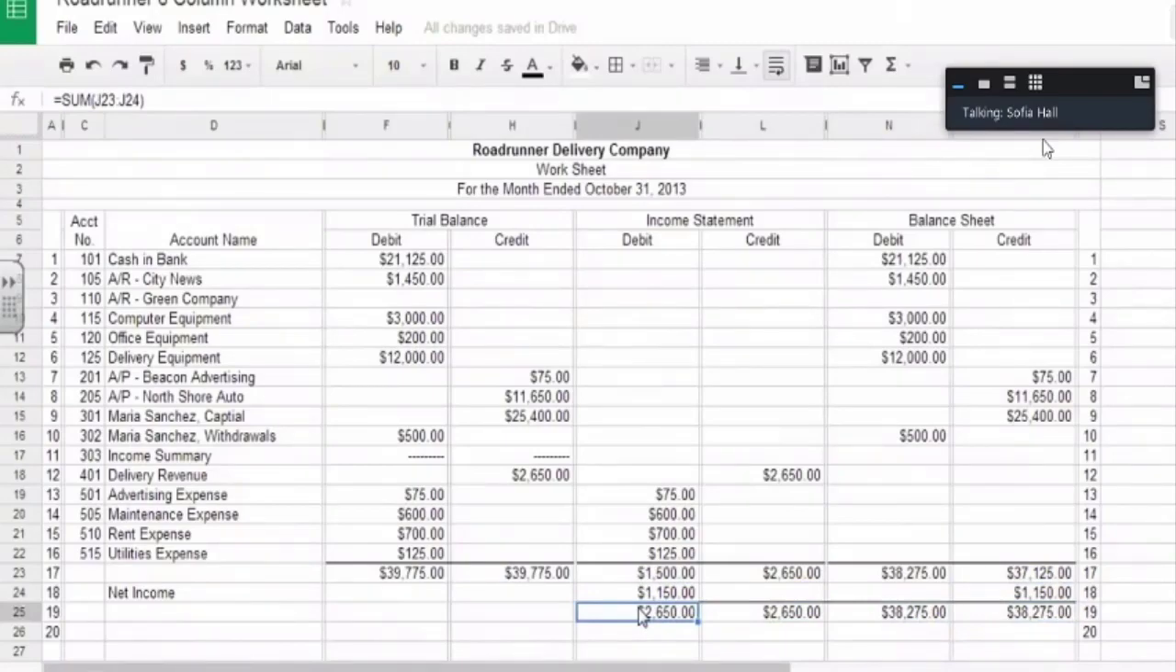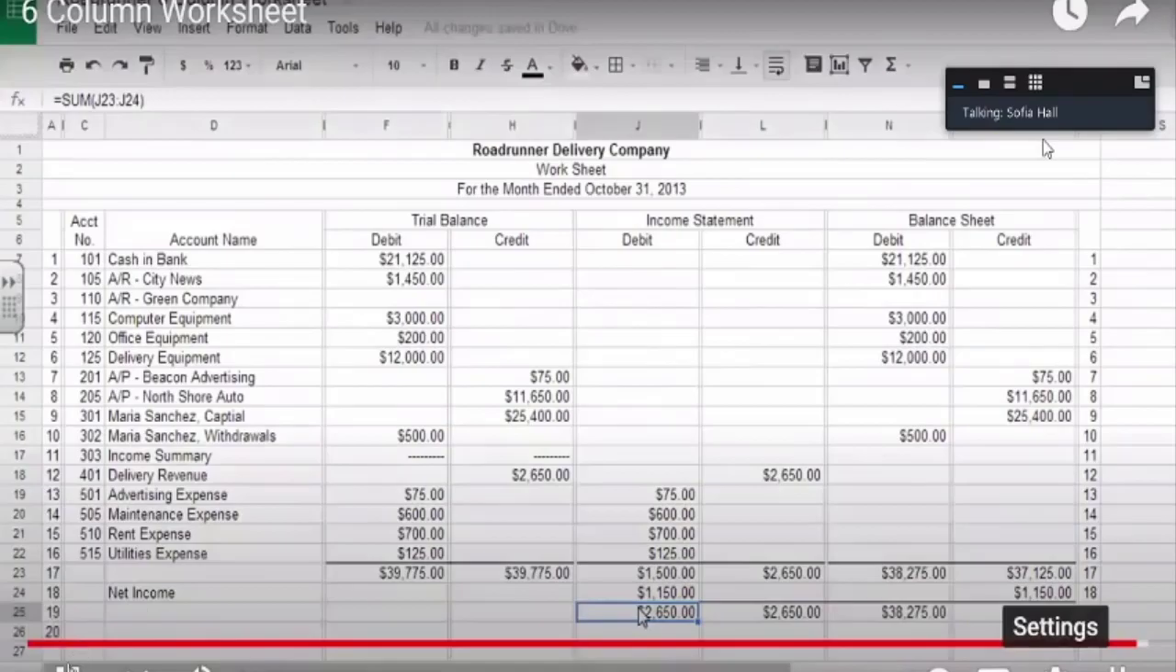So what I want you to do now is take the numbers that you have from your mini project, and create a 6-column worksheet.